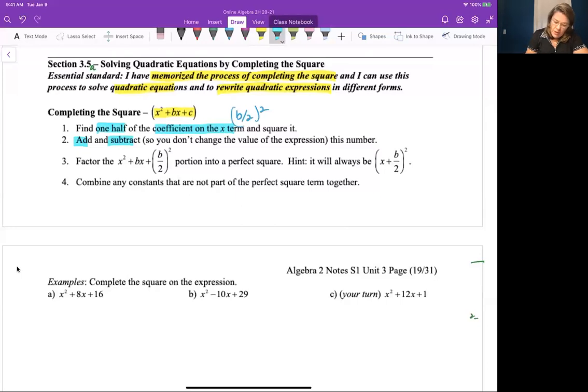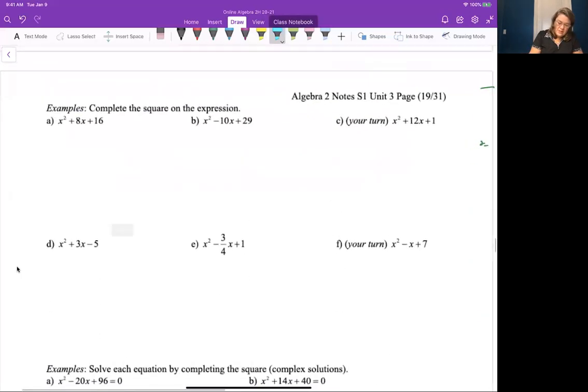Okay. Why do we do that? Well, that is because when we have this portion of the expression, it becomes a perfect square and we can factor that. It will always be x plus the b value divided by 2, and that whole quantity squared. So you don't have to stress out about trying to factor it, all right? Once we're finished with that, we can combine any constants that are not a part of the perfect square and add them together and simplify that. So that'll make more sense as we continue on.